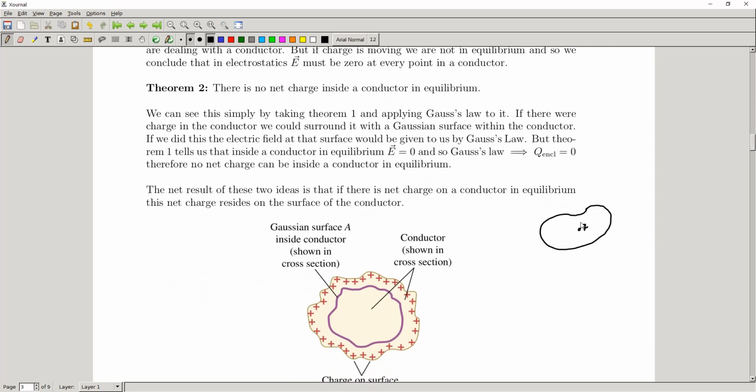But I could draw a Gaussian surface. This is supposed to be a 3D sphere, but I'm just going to draw it in cross-section. So I could draw some kind of tiny Gaussian surface around this charge. Then Gauss's law would tell me that if I have a Gaussian surface around some sort of a charge, the electric field is determined by Gauss's law at that surface. So I would have some non-zero electric field inside our iron potato here.